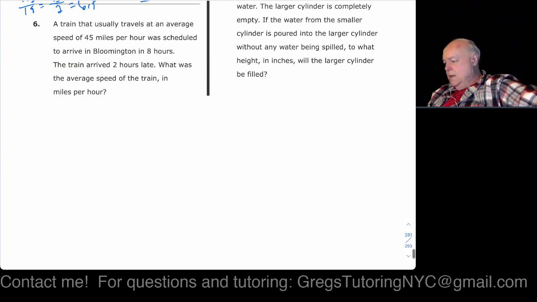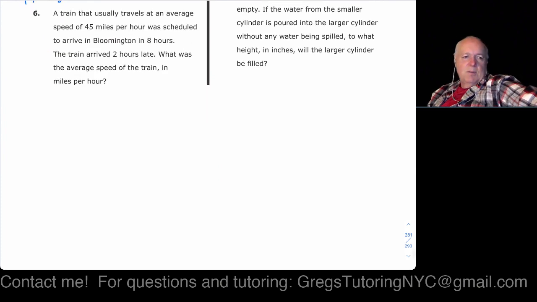We're not going to talk about constant proportionality anymore. A train usually travels at an average rate of 45 miles per hour. It was scheduled to arrive in Bloomington in 8 hours. The train arrived 2 hours late. What was the average speed of the train in miles per hour?